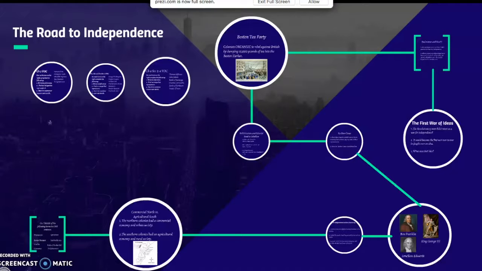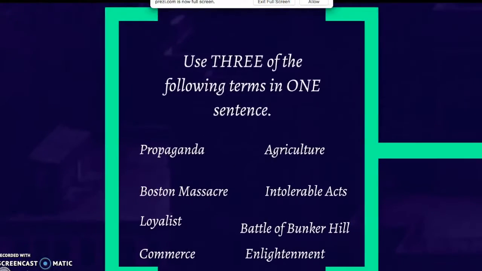Welcome to our Unit 2 for U.S. History A presentation of the Road to Independence. Let's begin this process by doing a little activity. Please use 3 of the following terms in one sentence. I'll give you a minute to work on this. When the music stops, put your pencils down.